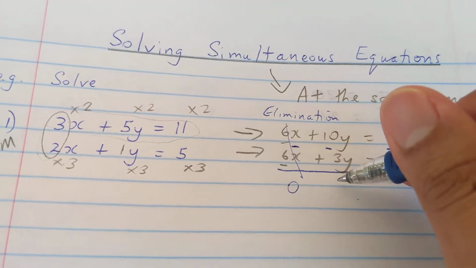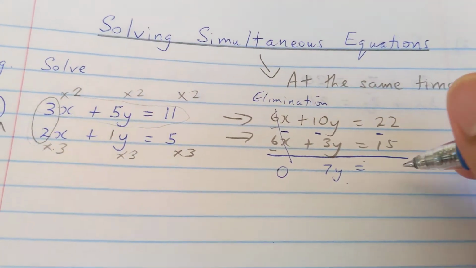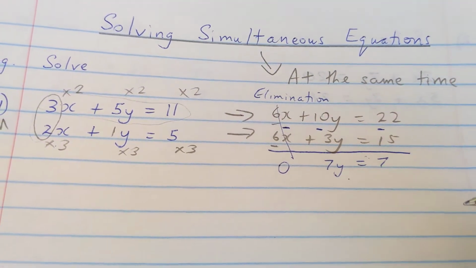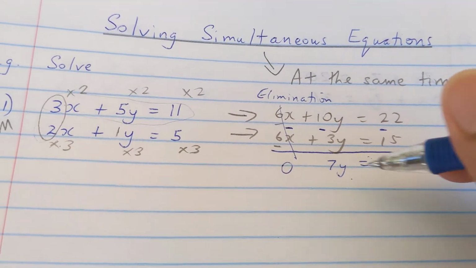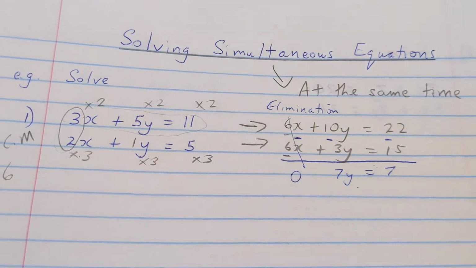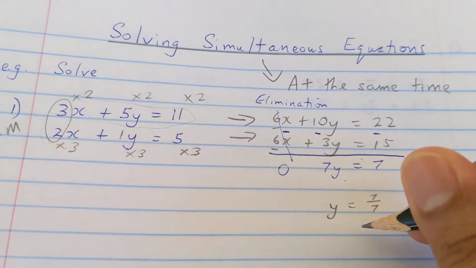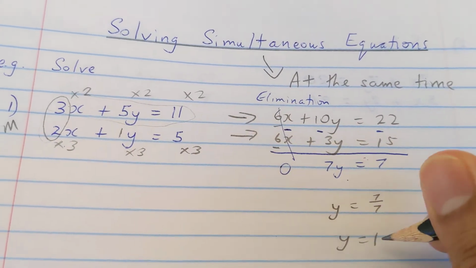Work out the rest. 10 take away 3, I'm going to get 7y, and 22 take away 15, I'm going to get 7. Now once I have one unknown, I could solve for it, because this is easy to solve. We did like this before. I have 7y equals 7, or in other words, 7 things cost $7. How much for one of them? 7 divided by 7. So my answer for y is going to be 1.